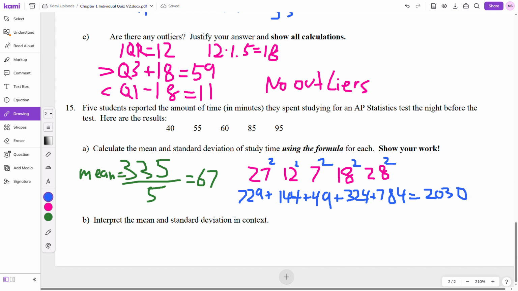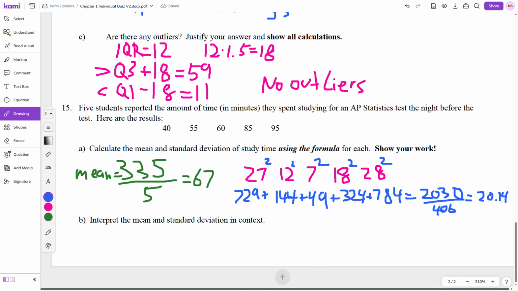Once you have that sum, we have to divide by how many there are. So that's 406. And then we take the square root of that. And we get 20.14. And that's our standard deviation.